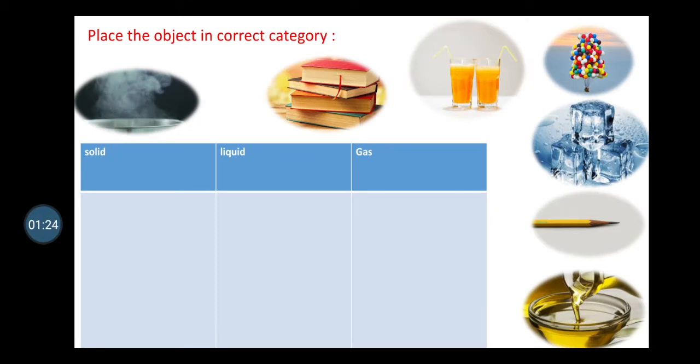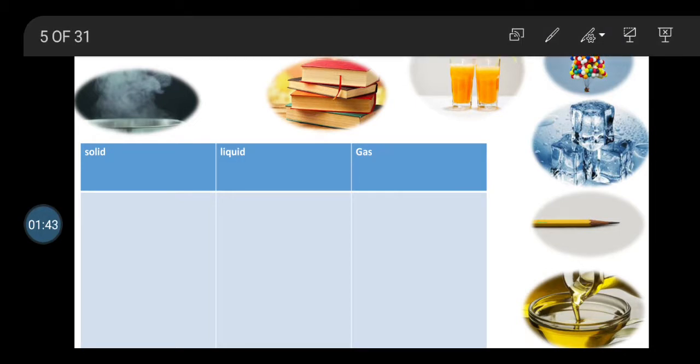And here we have a table, and I want to classify the objects according to the state of matter, or place each object in the correct category. We have here the water vapor, which comes from the container, so we will put it here in the gas. Okay, we'll put it here in the gas.